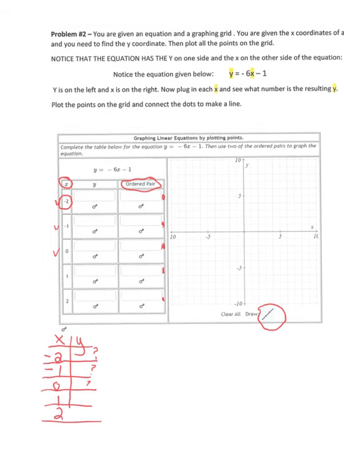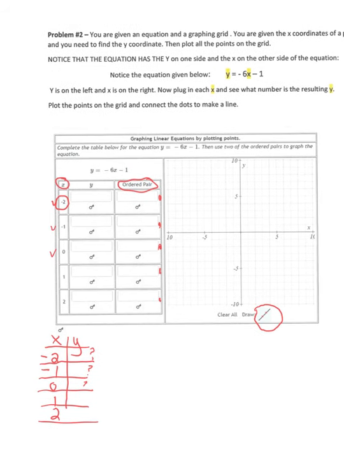Notice this equation has the x on one side and the y on the other side. That makes this question pretty easy, because when you plug in the x, it's going to tell you y equals that result. So I'm going to take y equals negative 6x minus 1, and the first point, which is negative 2, and plug it in where I see the x, always with a parenthesis so you don't mess up your signs.